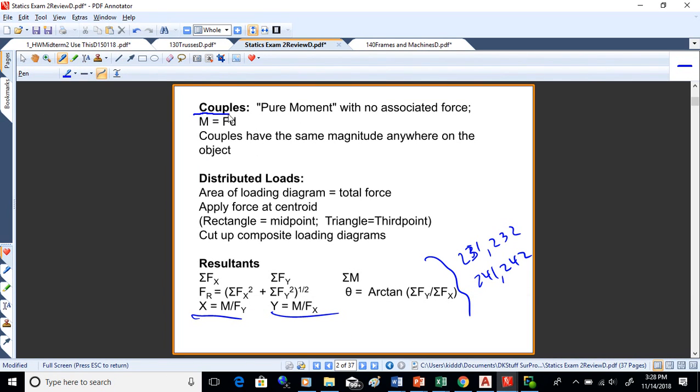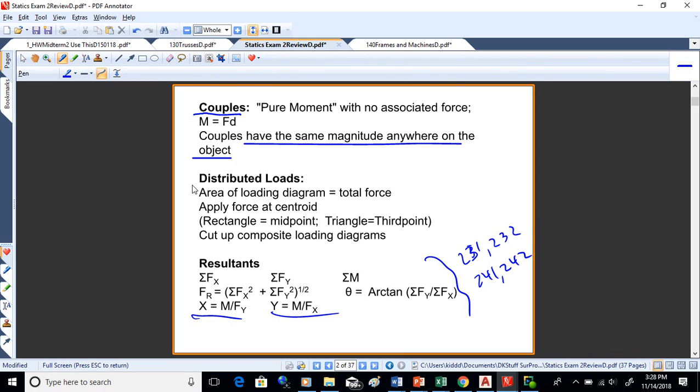couples, which are kind of a pure moment with no associated force. Couples have the same magnitude anywhere on the object. So if you look at the units on couples, they're Newton meters or pound feet or something like that. You don't have to consider the moment arm from a point to a couple because the moment arm is already in the couple. If you look at the units, again, it's Newton meters or pound feet. So couples have the same magnitude anywhere in the object.